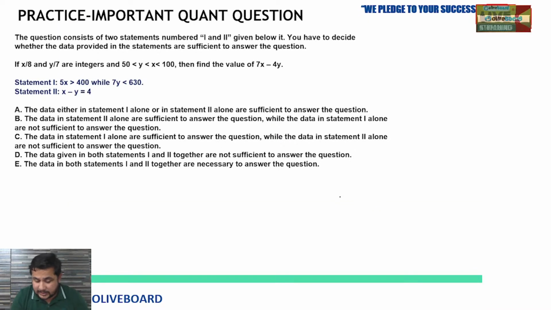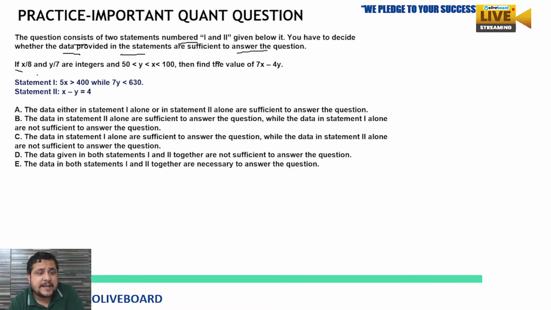So let's start with our first question of today. Our first question is based on data sufficiency. The question consists of two statements numbered 1 and 2. You have to decide whether the data provided in these statements are sufficient to answer the question or not. So tell me the answer of this question.